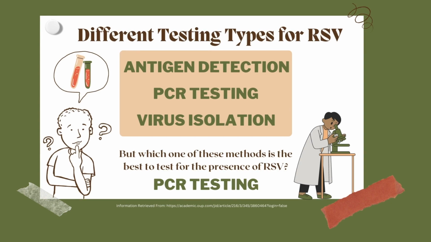So as we saw in that chart, there are different testing types for RSV. There's antigen detection, PCR testing, and also virus isolation. However, a recent study that is referenced by the CDC discovered that PCR is actually the best testing method for RSV specifically. It also helps to determine the seasonality of RSV. It is estimated that they provide a better understanding of trends, and this particularly happens where testing and reporting is the most active, but this will vary depending on the location in which the testing is occurring.